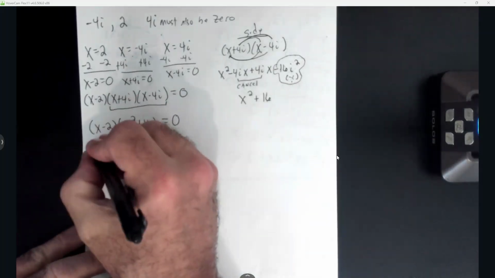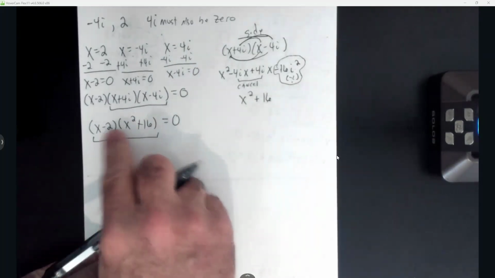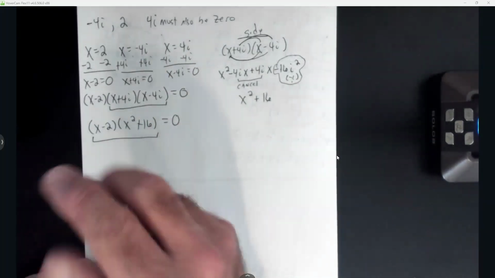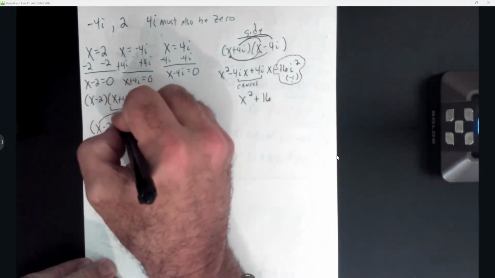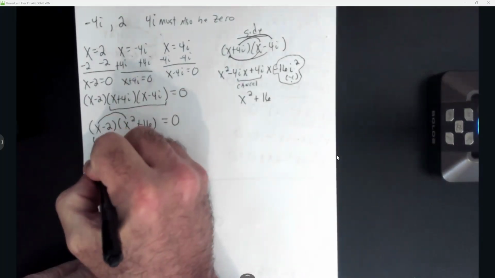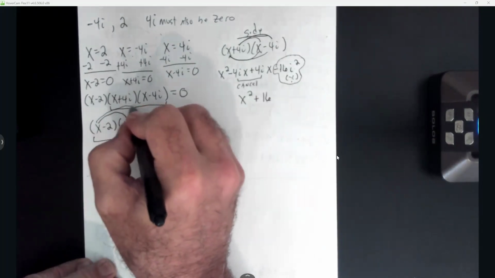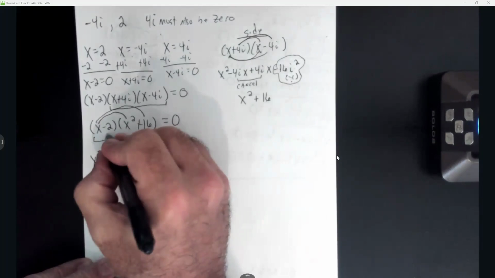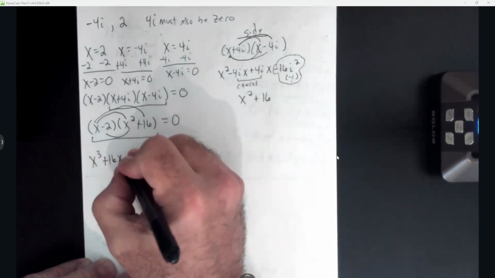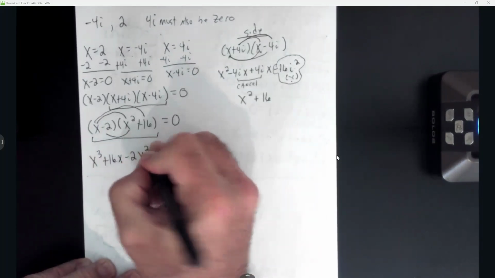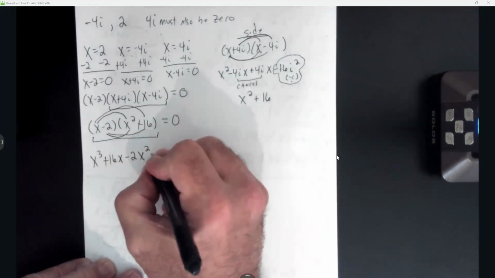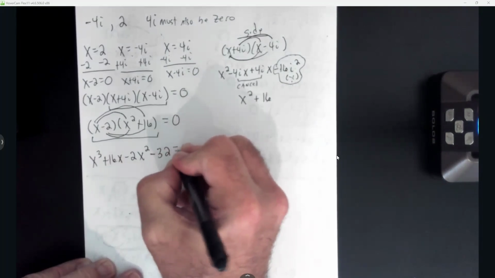All right, y'all notice this now. I'm going to multiply this stuff by FOILing. So let's see what we get. X times x squared is an x cubed. X times 16 is a 16x. Negative 2 times x squared is a negative 2x squared. And then that negative 2 times 16 is a negative 32.